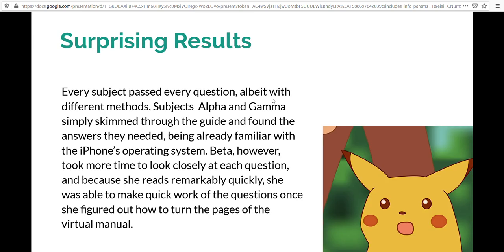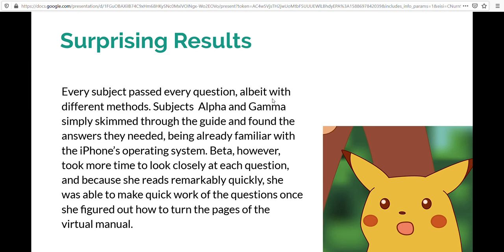It's very surprising, my results. Everyone passed every question, though they did use different methods. Subjects Alpha and Gamma simply skimmed through the guide and found the answers they needed. There were nice pictures there that helped them find what they needed, but with them being familiar with the iPhone's operating system already, they did this fairly quickly.